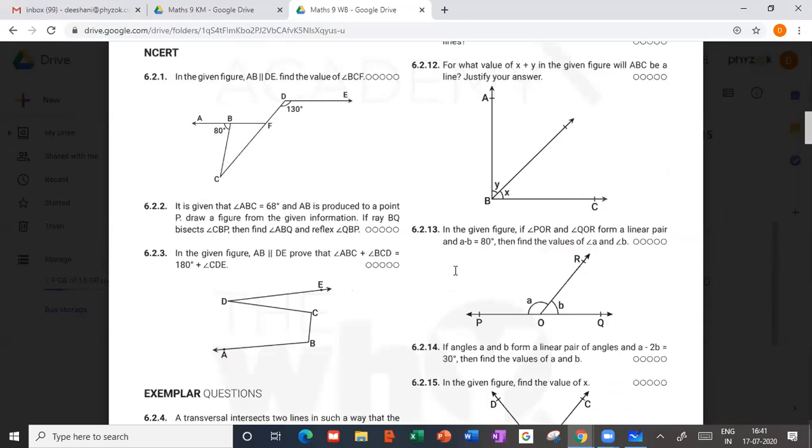In the given figure, AB is parallel to DE. Find the value of BCF.